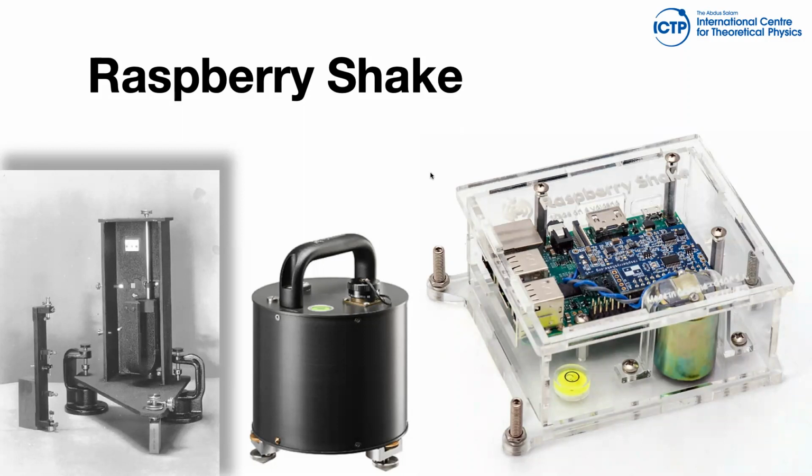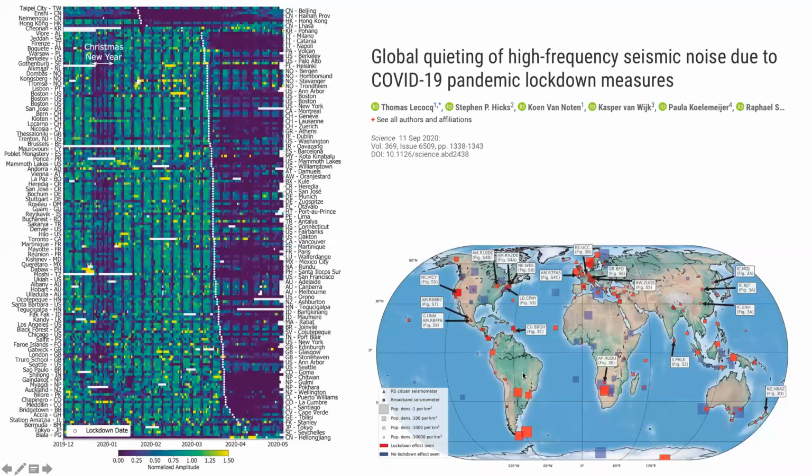But of the two people that will talk, at least one is quite a known seismologist. And last year they had a very nice paper using seismic stations all over the world. Some of these seismic stations were also low-cost Raspberry Shake stations. I will show you later. The speaker will be Thomas Lecoq from Belgium.